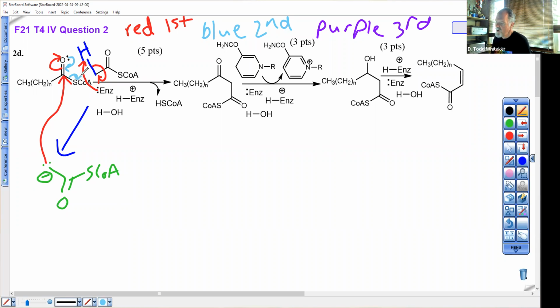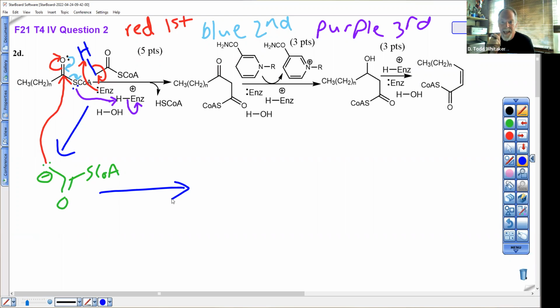And S-CoA minus becomes HS-CoA. Hey, let's use purple while we're here. Lone pair already on S. Grab an H from H-enzyme. Oh yeah, the conjugate acid. So we've used the enzyme as a catalyst. I really hope you're not surprised to hear those words. Enzymes are catalysts. You've made the product.